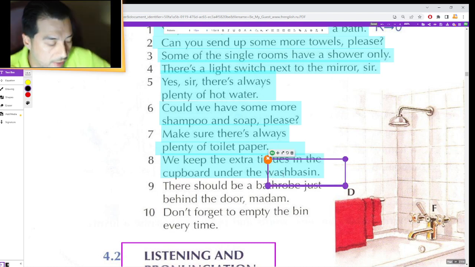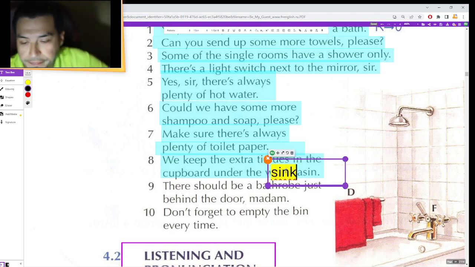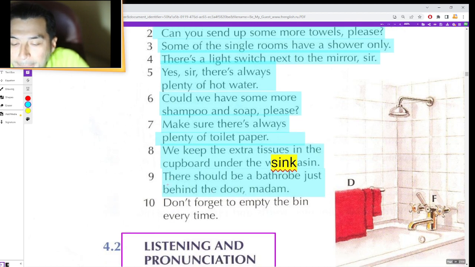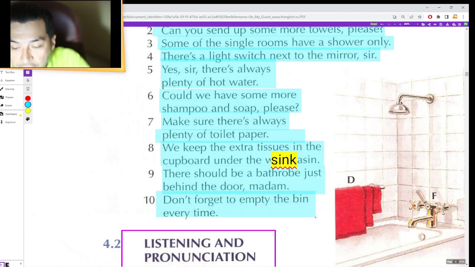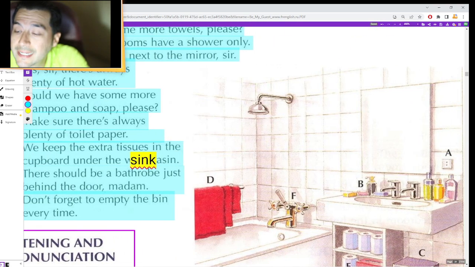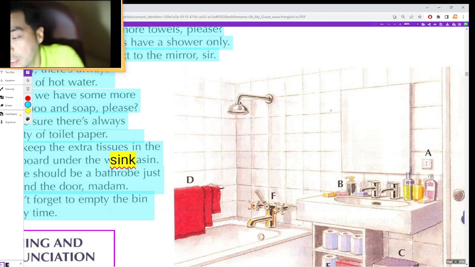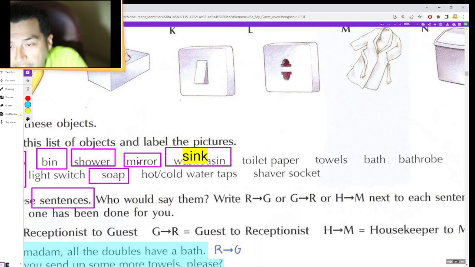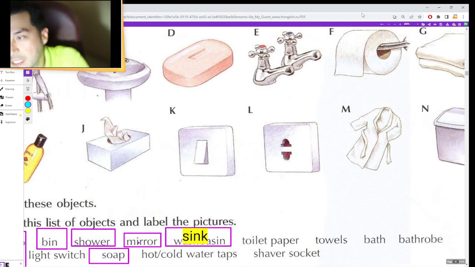Under the sink. There should be a bathrobe just behind the door, ma'am. Don't forget to empty the bin every time. We're gonna use these sentences for some of these pictures and some of these pictures.